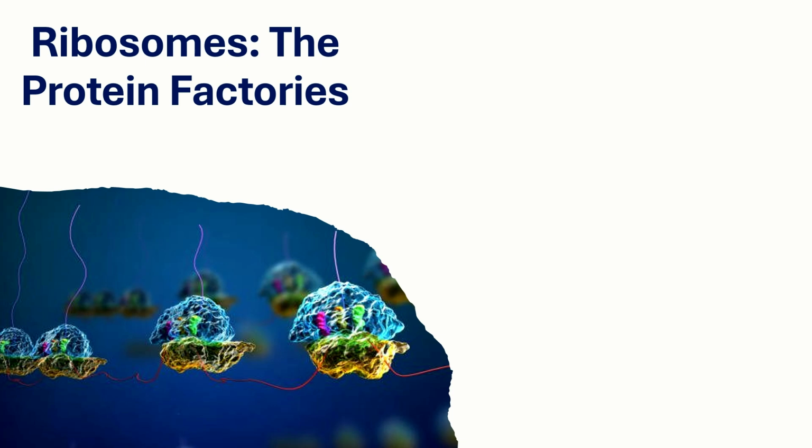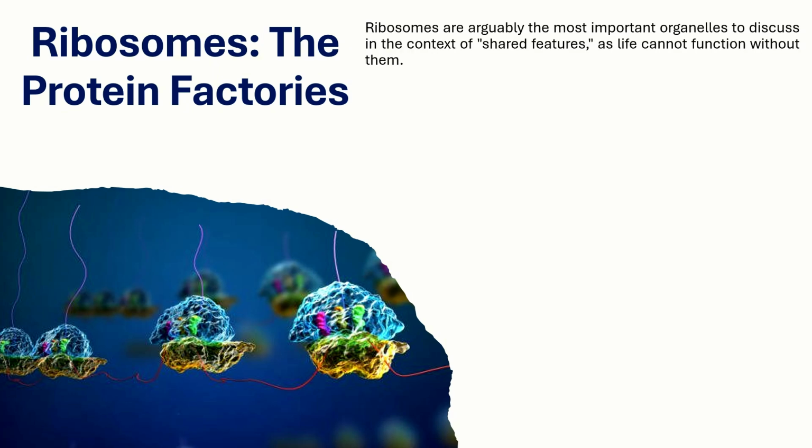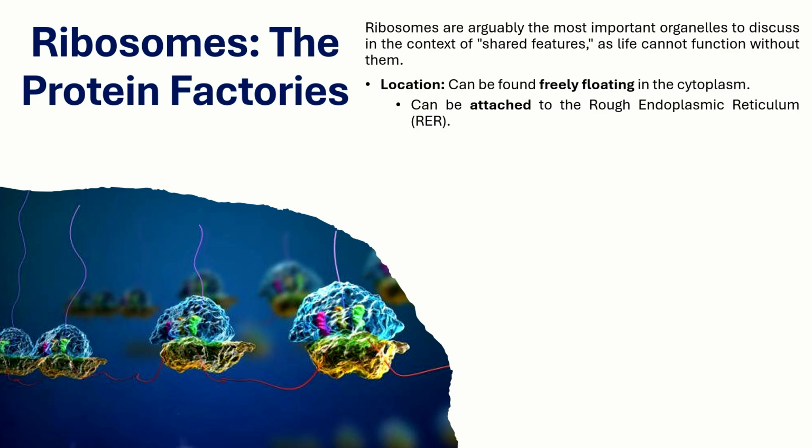If DNA is the instruction manual for life, then ribosomes are the builders. They are arguably the most important organelles to discuss because without them, the instructions in our DNA would never actually become anything real. So ribosomes are tiny but mighty.